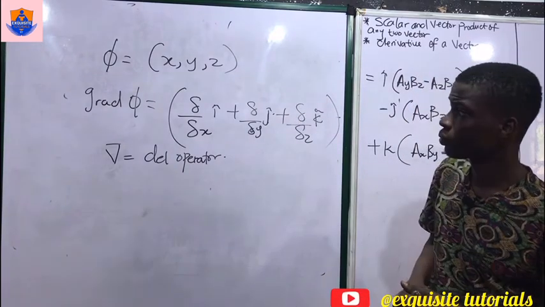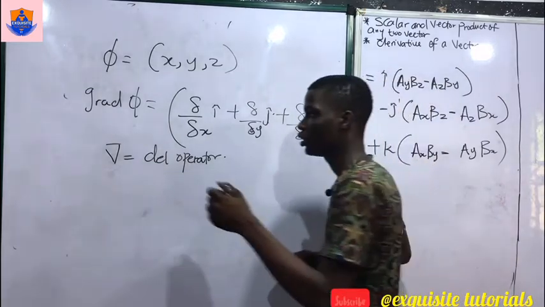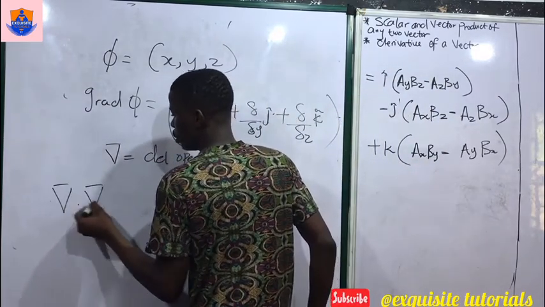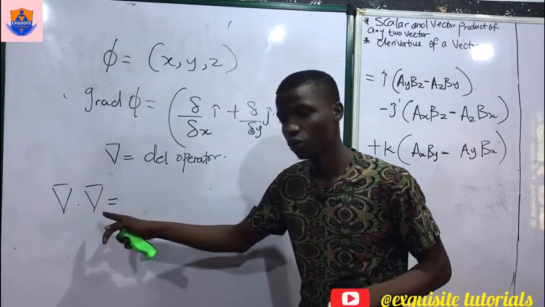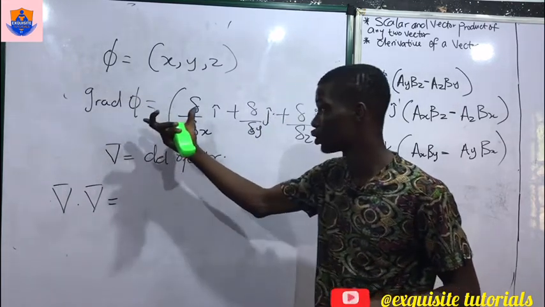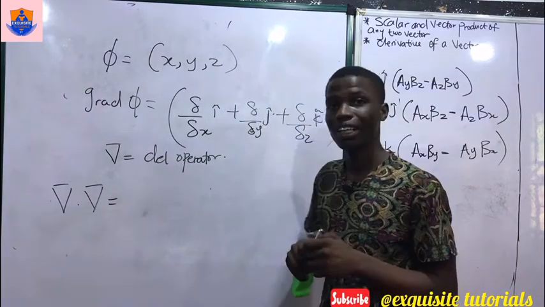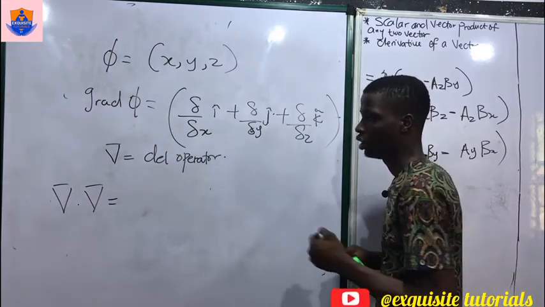At some point in time, they will multiply two gradient functions together. If you multiply any two gradient functions together, this is the gradient function, you are trying to multiply two of it together. It will give you a Laplacian operation rather.